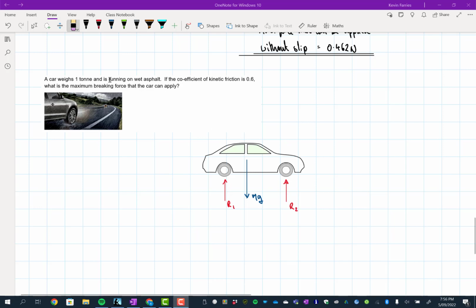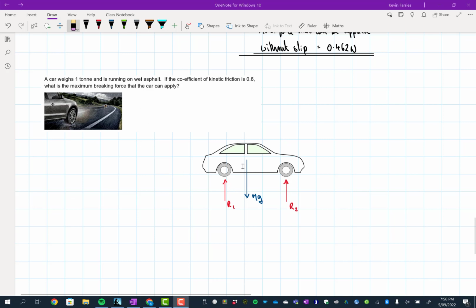So we've got a car that weighs a ton on wet asphalt. It's a coefficient of kinetic friction, so it's moving this time, so probably the coefficient of kinetic friction is more appropriate. Coefficient of kinetic friction is 0.6. What's the maximum braking force that the car can apply before it'll start to slide, really?